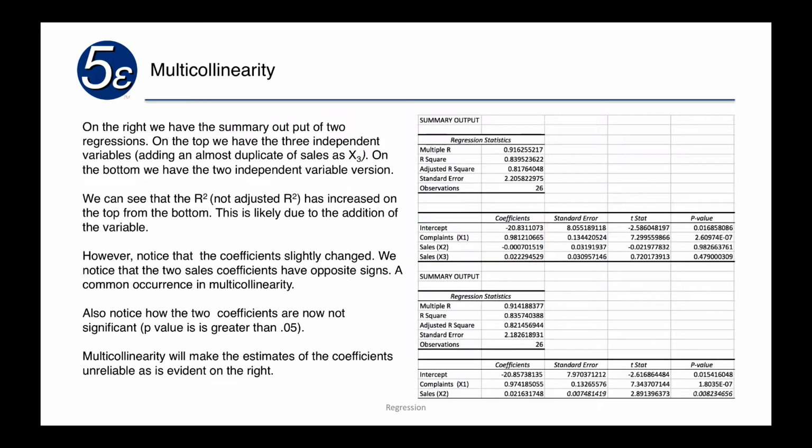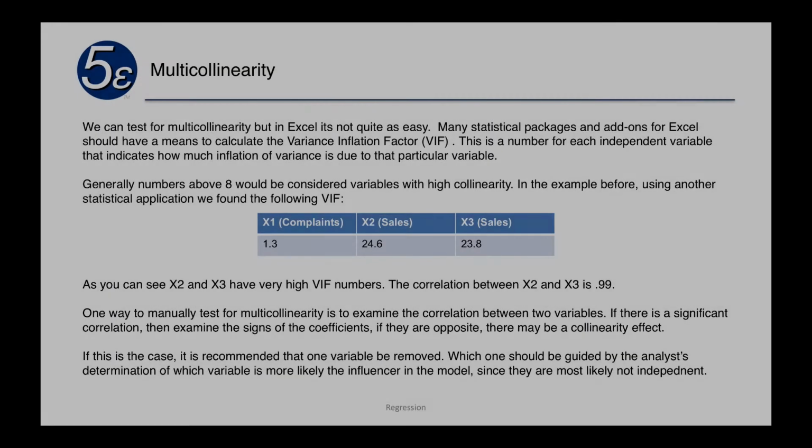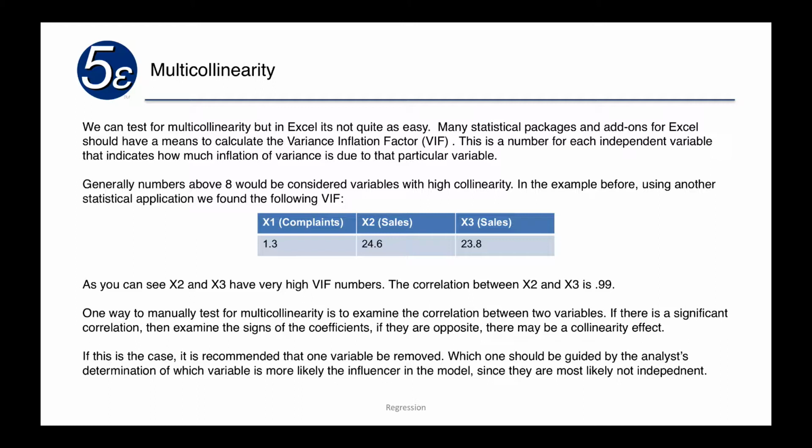And so not only will it increase its quote-unquote ability to predict, it may give you wrong values for the coefficients as well as for significance. So it's important to understand the variables that are in the mix. We can test for multicollinearity, but in Excel it's not quite as easy. Many statistical packages and add-ons for Excel should have a means to calculate the variance inflation factor. This is a number for each independent variable that indicates how much inflation of variance is due to that particular variable. Generally, numbers above 8 for the VIF would be considered variables with high collinearity. And we have a module that will actually show you how to calculate this in Excel. But here's an example output.